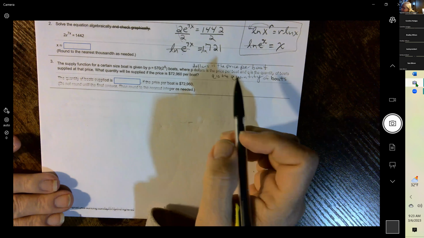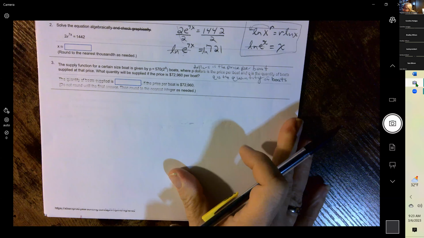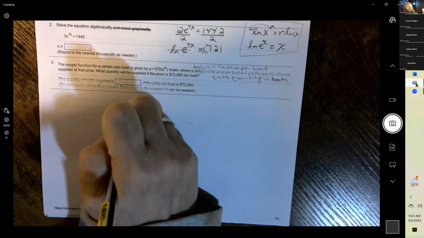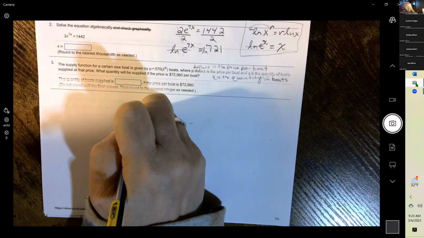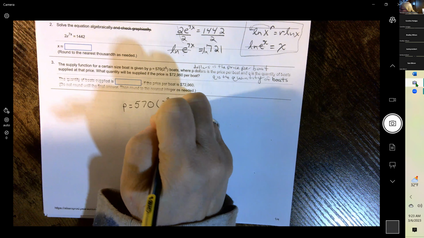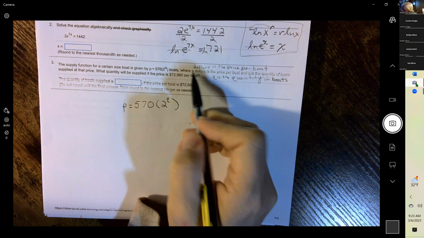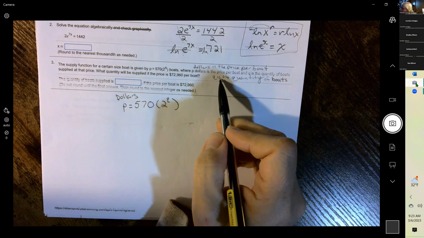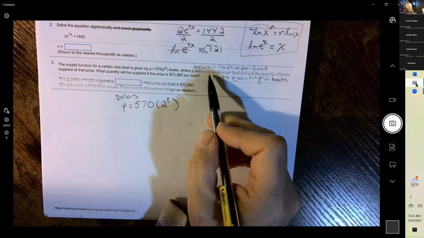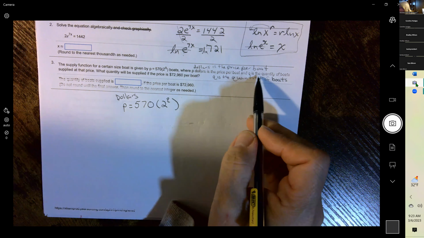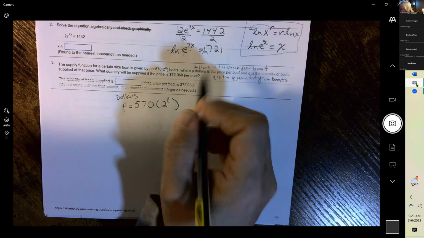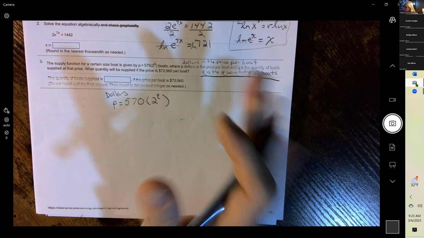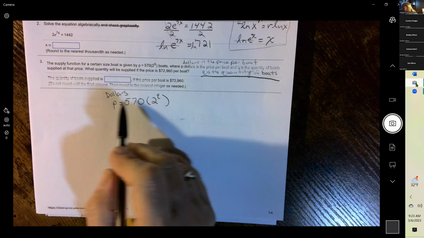The third one, sorry, the printer started to fade on this one. The supply function for a certain size boat is given by P equals 570 times 2 to the Q, where P is dollars, the price of the boat, and Q is the quantity of boats sold at that price. So Q is the number of boats sold at this price.